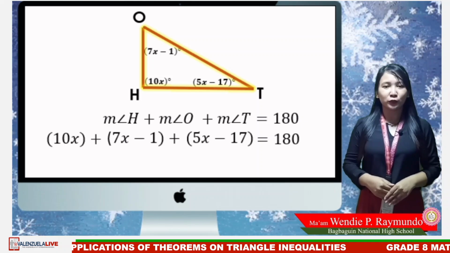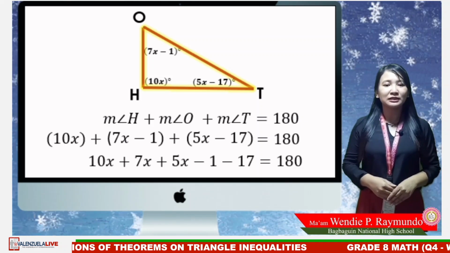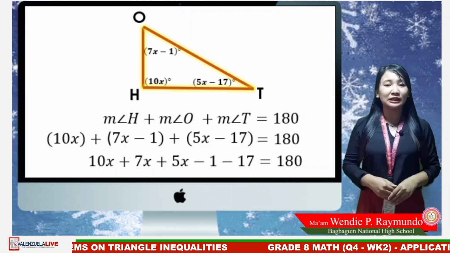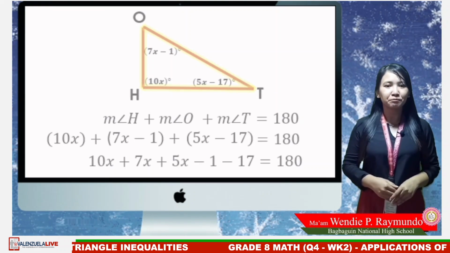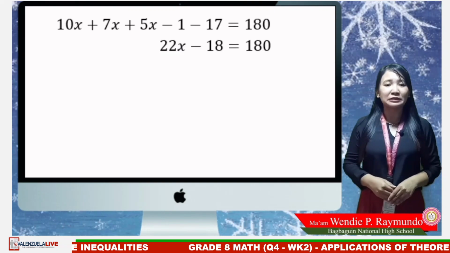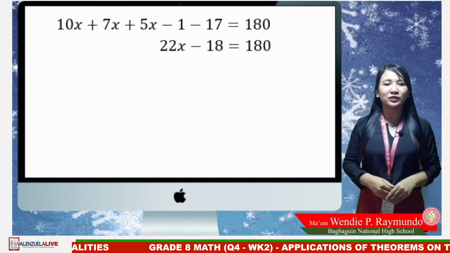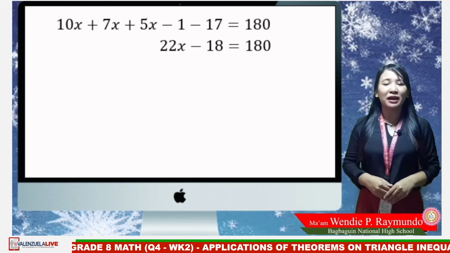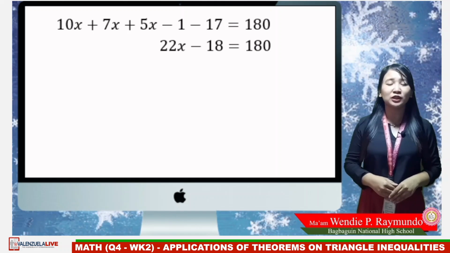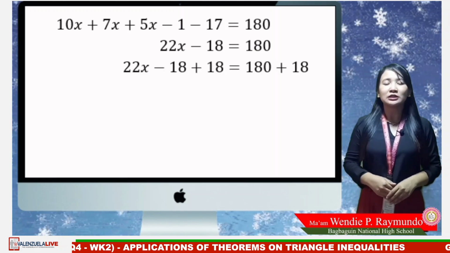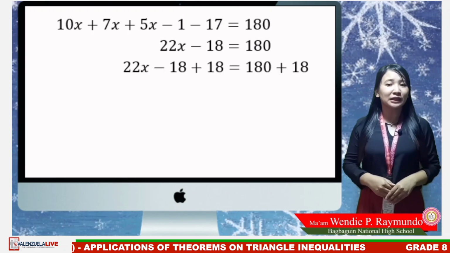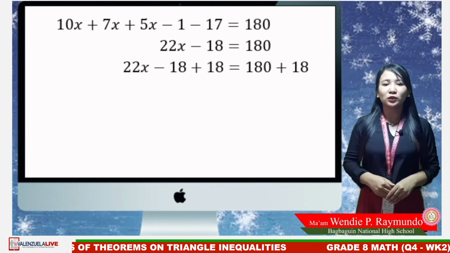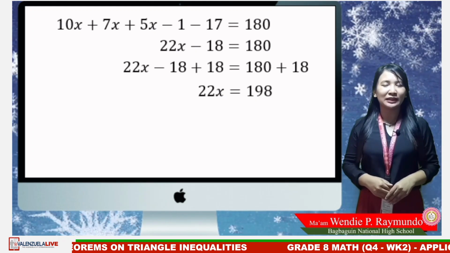Then combine like terms. 10x plus 7x plus 5x minus 1 minus 17 is equal to 180. We have 22x minus 18 is equal to 180. In order to solve for x, we need to add 18 to both sides, and that is by using the addition property of equality. So 22x minus 18 plus 18 is equal to 180 plus 18. So 22x is equal to 198.